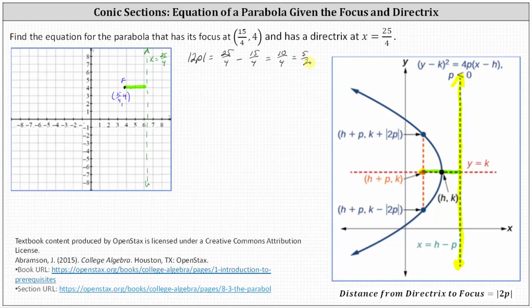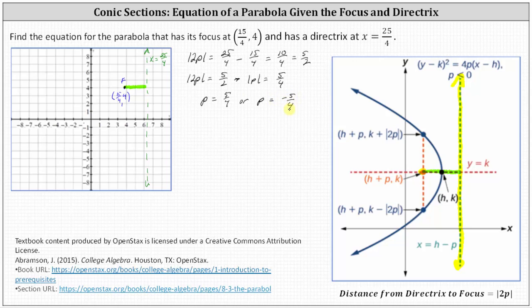So now we know the absolute value of 2p is equal to 5/2. We can either divide both sides by 2 or multiply both sides by 1/2, which gives us the absolute value of p is equal to 5/4. Again, I multiplied both sides by 1/2. 5/2 times 1/2 is equal to 5/4. Algebraically, this gives us p equals 5/4, or p equals negative 5/4.